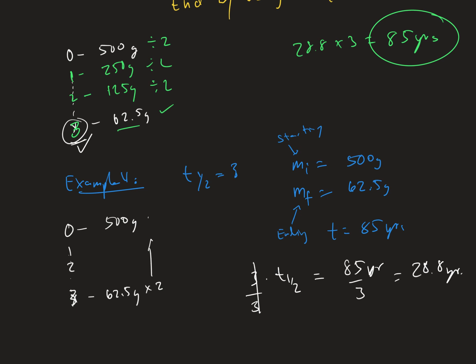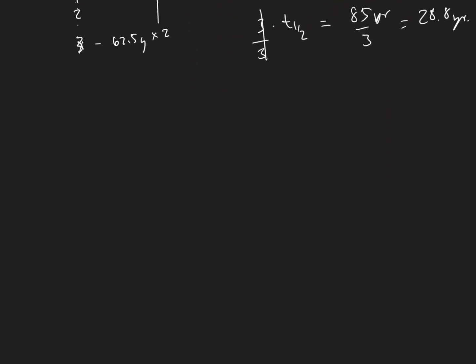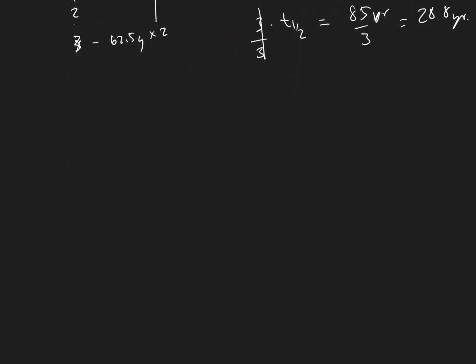Should we do a different example that's not this 85 and 28.8? All right. But those are the 4 types of questions that I could ask you here. I'm not going to ask you 4. I'm going to ask you 1 probably, or maybe 2, and you'll have to be able to do it. Okay, so let's do this.